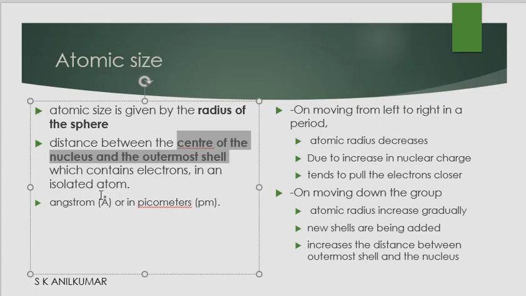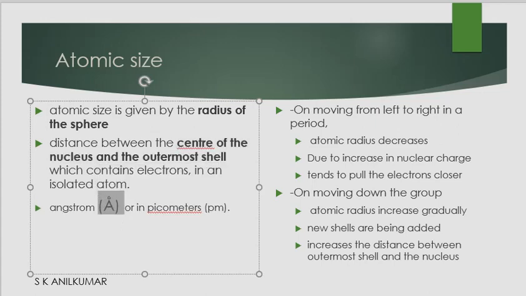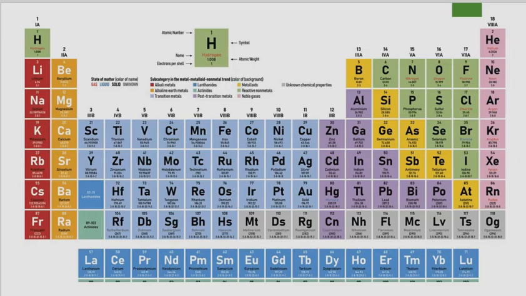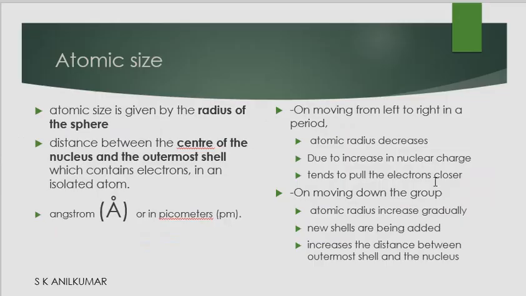Angstrom is written as A with a small circle on top. It is also measured in picometers. On moving from left to right, the atomic radius decreases due to an increase in the nuclear charge. The nuclear charge increases because the number of protons increases. When the number of protons increases, they pull the electrons closer.